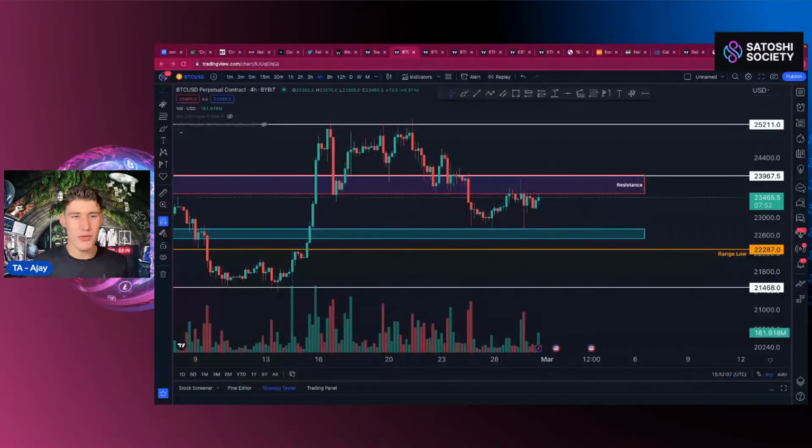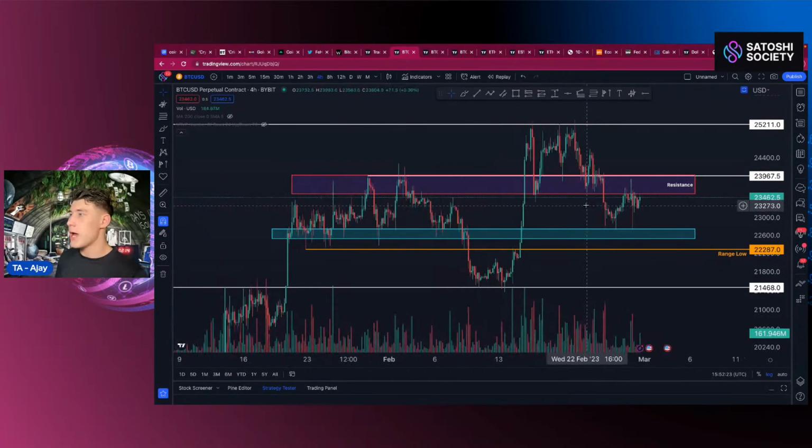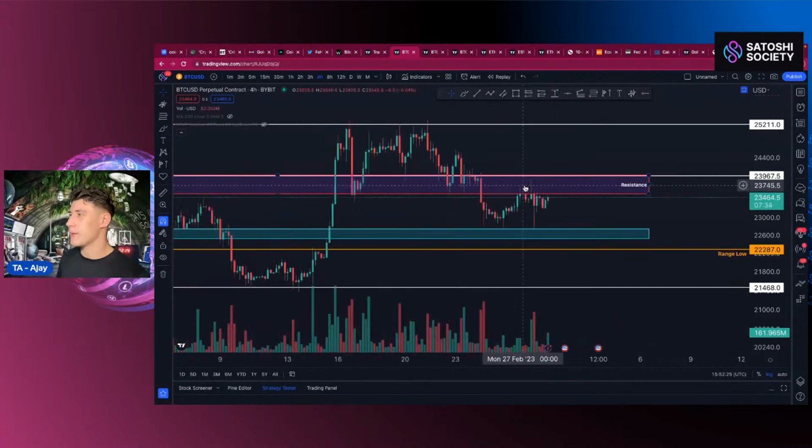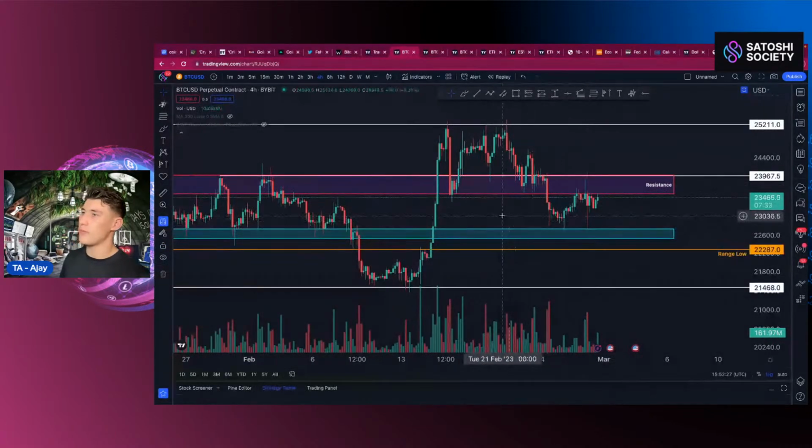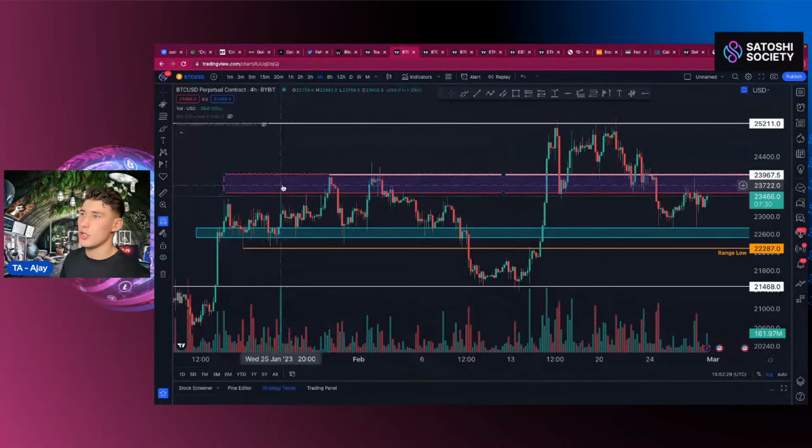Jumping straight on into the Bitcoin charts, taking a look at the Bitcoin 4-hour, as we always do, we can see that Bitcoin is in this smaller range between approximately $22,750 and $23,560. We've got a major resistance coming in, and we also have a major support level. As we can see, we've used these levels as major resistance right here.